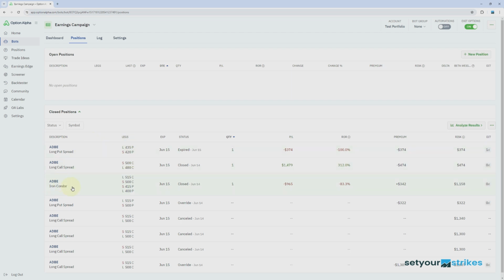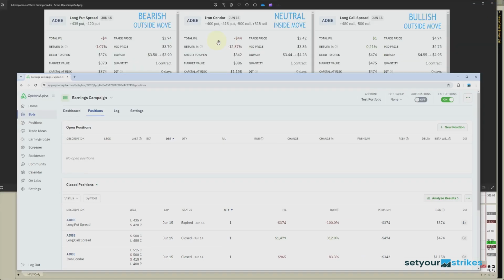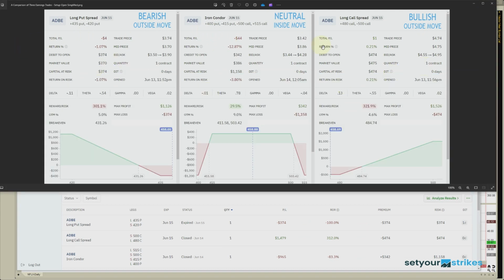None of these were done in my live account. These are all paper trades. Let me show you. I've captured some screenshots of these actual trades from the Option Alpha platform, showing what the position looked like at trade entry. This shows me what the risk profile looked like when I entered the trade.